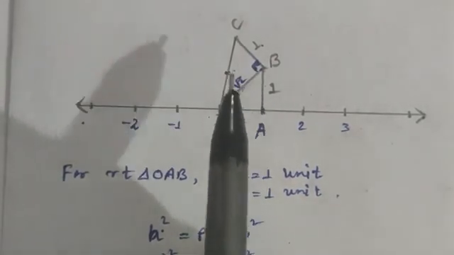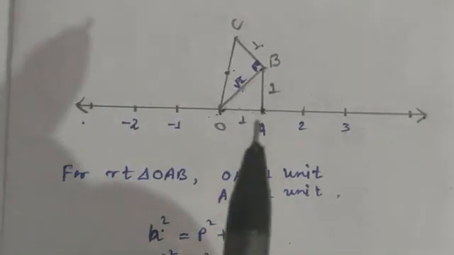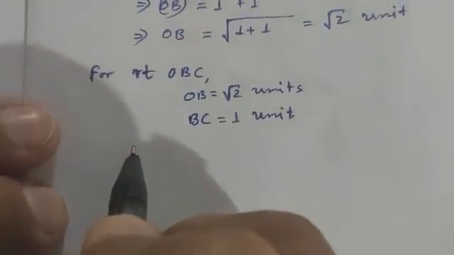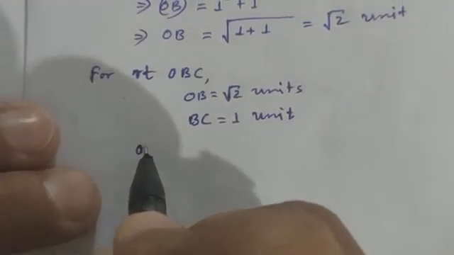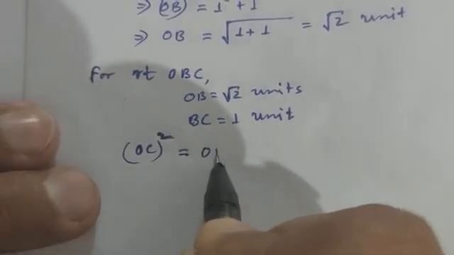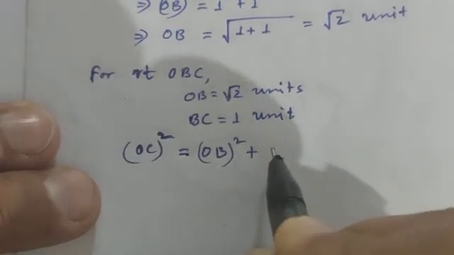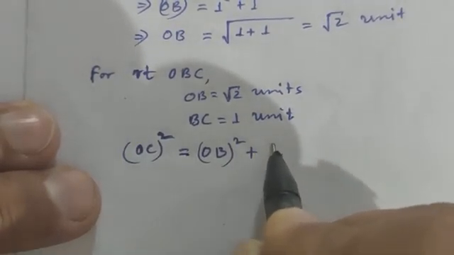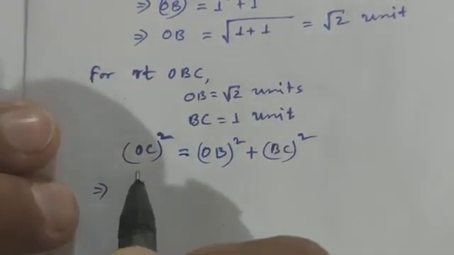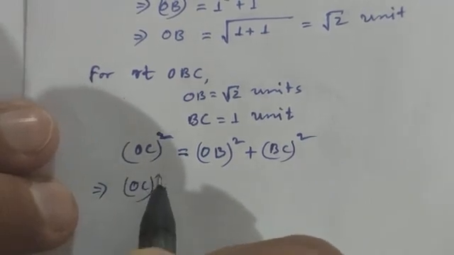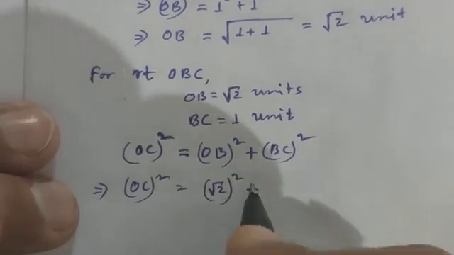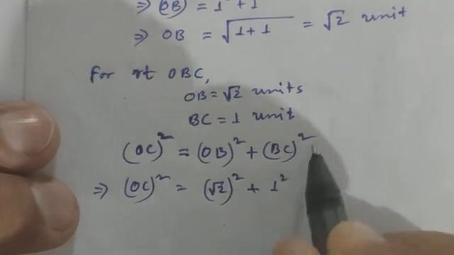Now, the length of the hypotenuse, that is OC, we are going to find out. Again, the same method, the Pythagoras theorem, we are going to apply. What is the hypotenuse? OC. So hypotenuse square is equal to, what is the base here? OB. OB square plus what is the perpendicular here? That is BC, BC square. Now the hypotenuse square, let it be OC square. What is the length of OB? That is root over 2, so root over 2 square. What is BC? BC is 1 unit, so 1 square.